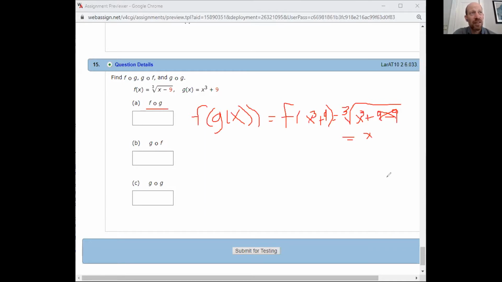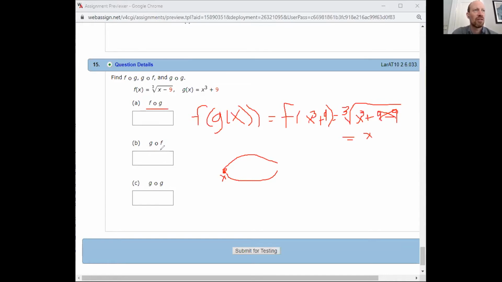That actually tells us that those are inverses. If you have two functions that when you compose them together give you x, that's saying f does something and then g does something, and we end up right back at x where we started. So that doesn't ask you that, but that is what's happening with this one.